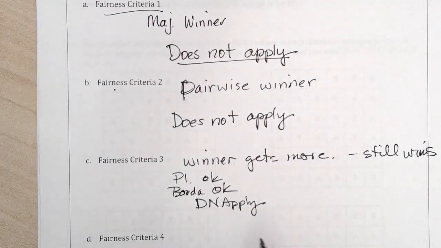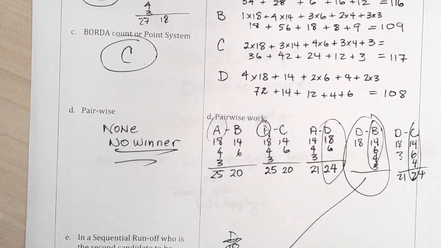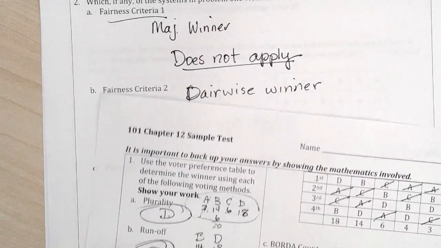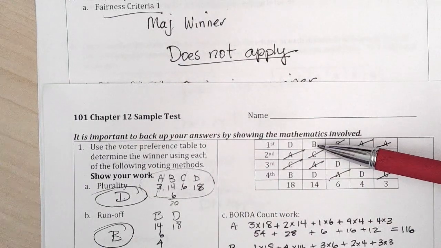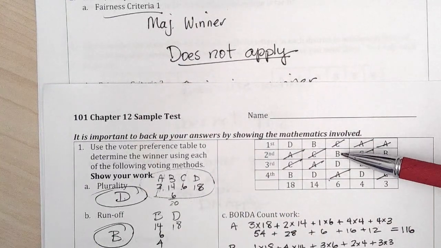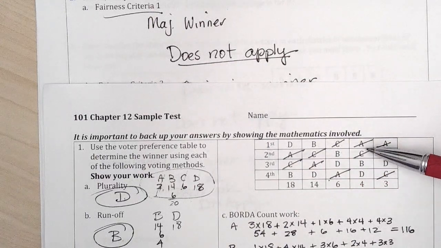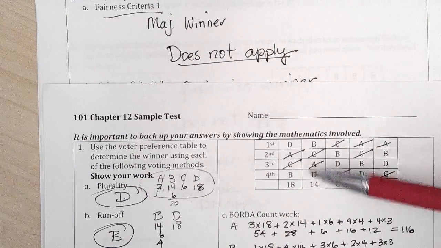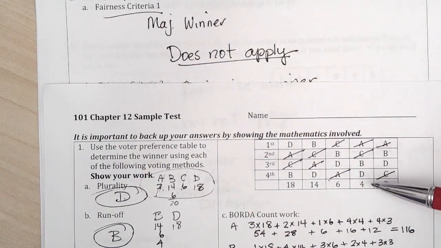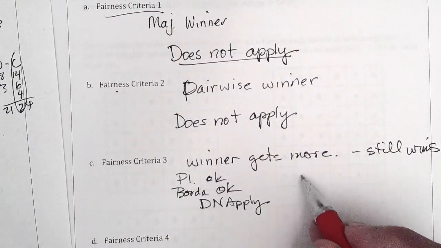And then the sequential runoff, oh, I missed the runoff. So the runoff winner was B. If we move B up in any of these races, would B still be the runoff winner? It would, since it was B against D, and if you move B up at all, they would still be the runoff winner, so it's okay.